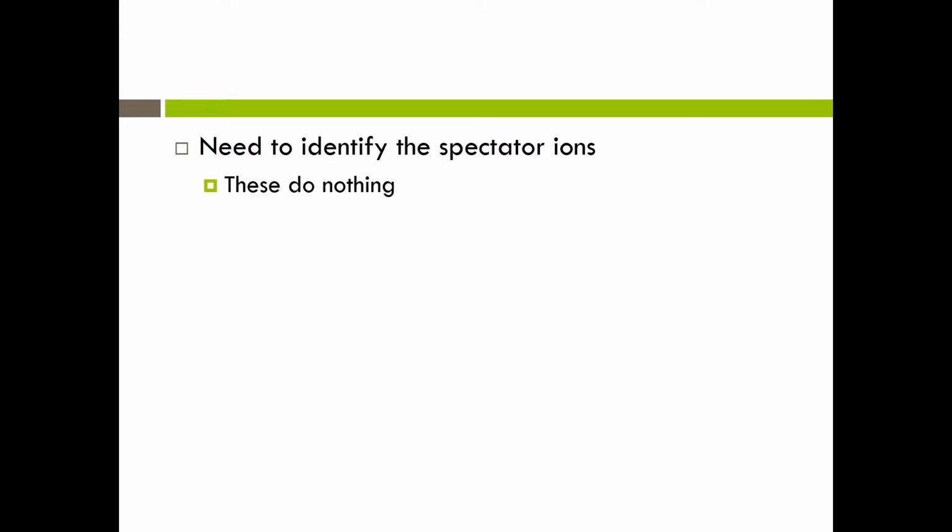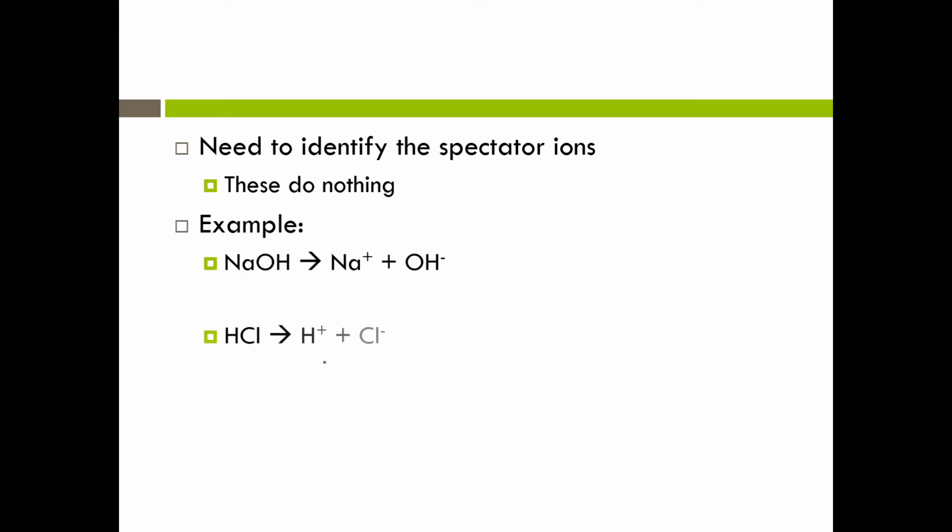So the first thing we need to do is identify what are the spectator ions. The spectator ions, like in every other instance we've mentioned spectator ions, don't do anything. They just kind of sit there and watch. Here are some examples of spectator ions. You'll probably notice what kind of substances these are. The first here is sodium hydroxide, and the next one here is hydrochloric acid. So take a moment to think about what kind of substances these are, and we'll talk about these in a moment.